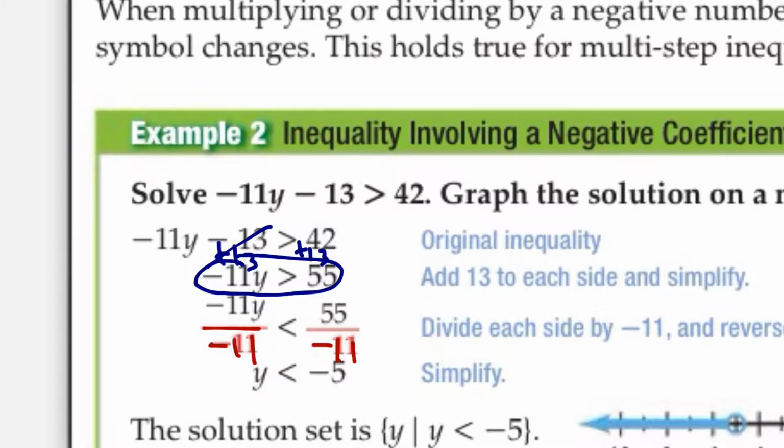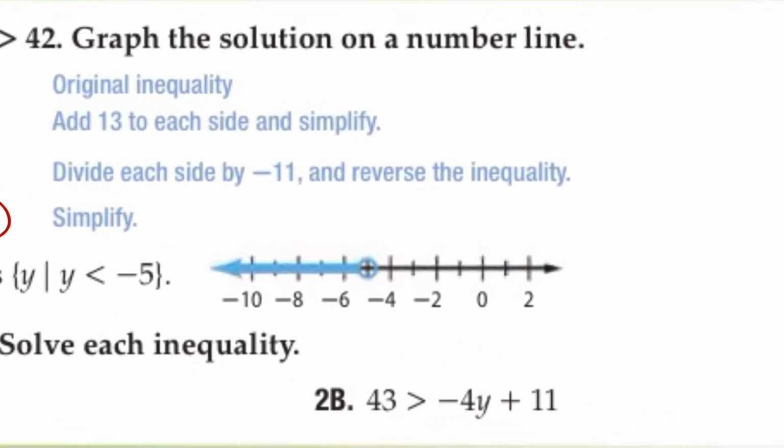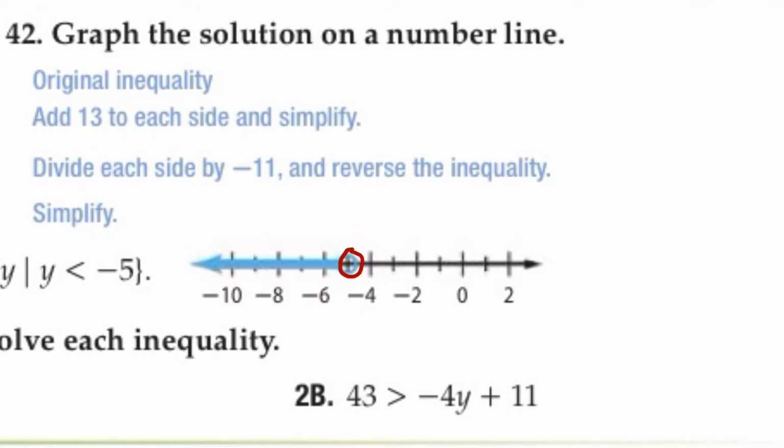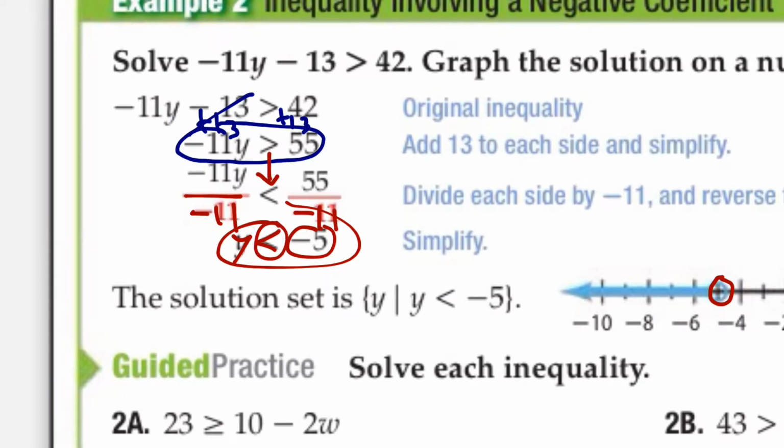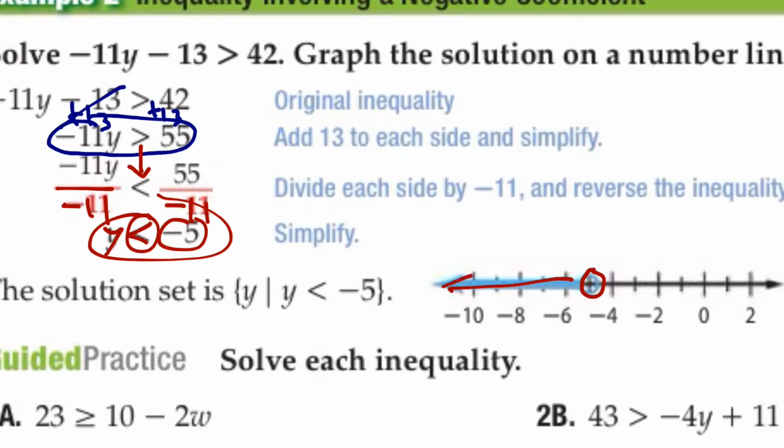When I divide by negative 11, though, notice what ended up happening to the sign. They changed. Why did they change? Because I divided by a negative. Remember, if we divide by a negative or multiply both sides by a negative, I have to change the sign. So 55 divided by negative 11 is negative 5, less than y. So y is less than negative 5. Now if I needed to graph that, notice they have an open circle on negative 5. Okay, and since it's less than, it goes to the left.